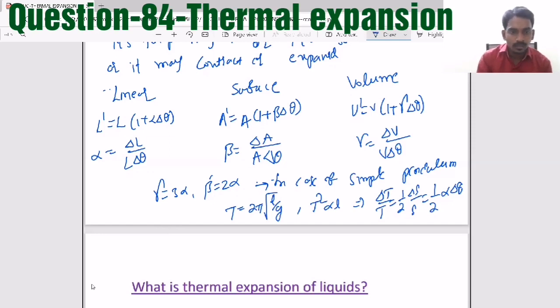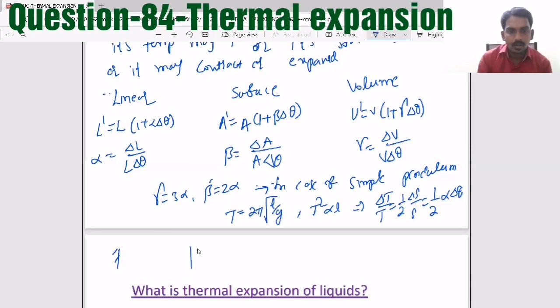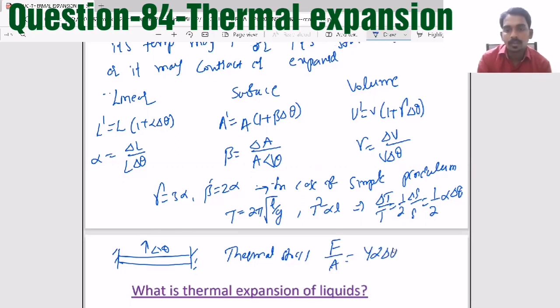Or when a rod is fixed between two supports and you increase the temperature by delta theta, thermal stress develops at the ends. Thermal stress F by A equals Y alpha delta theta. Y into stress equals Y into strain, but strain delta L by L will become alpha delta theta, so this stress is called thermal stress. So usually they can ask questions based on simple pendulum or thermal stress.